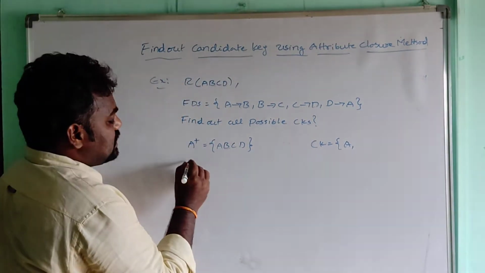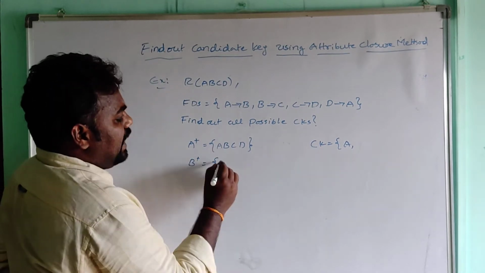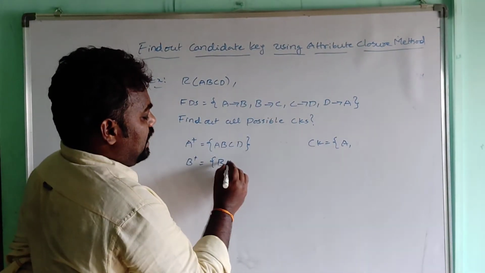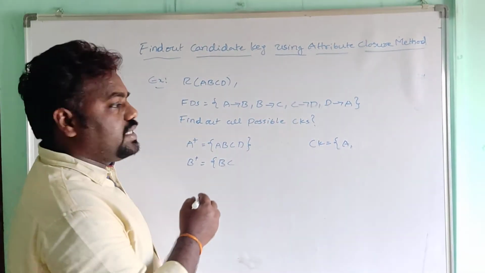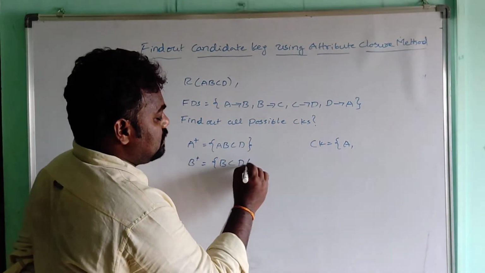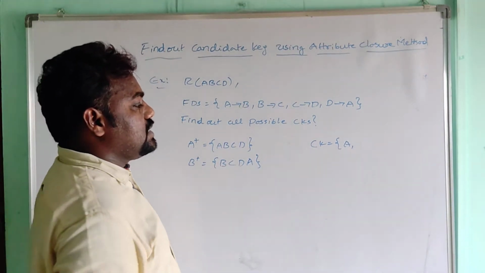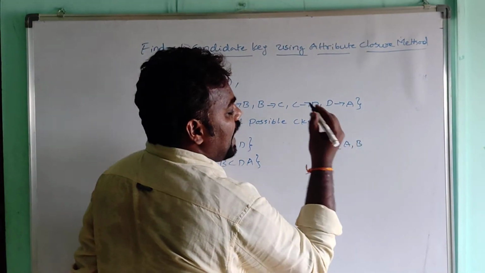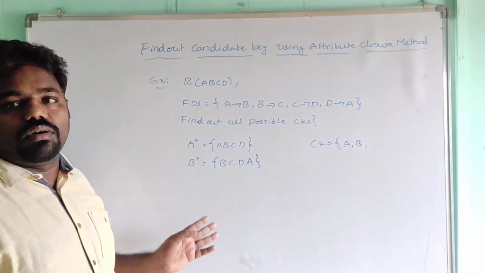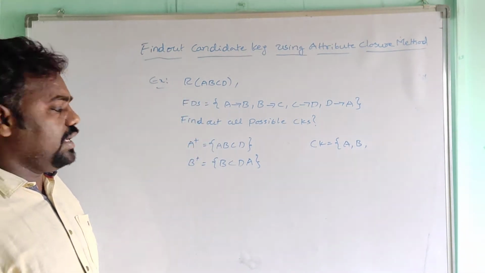Coming to the next closure, that is B plus. B determines D and B determines C, C determines D and D also determines A. Here this is also a candidate key. Why? Because it can also determine all the elements of the given relation.